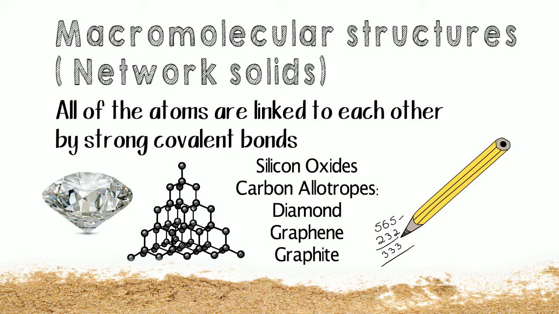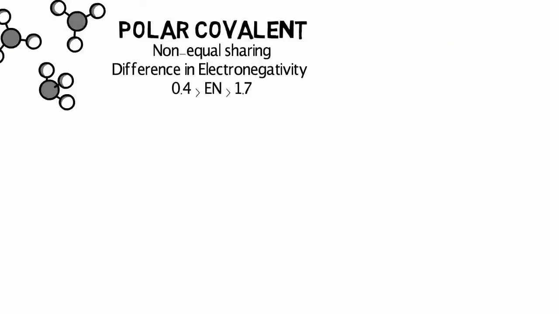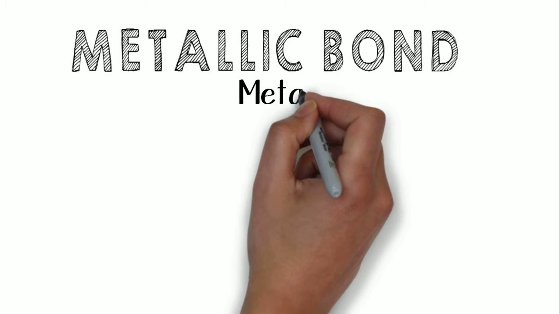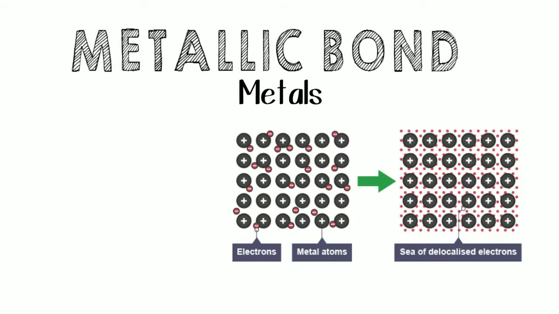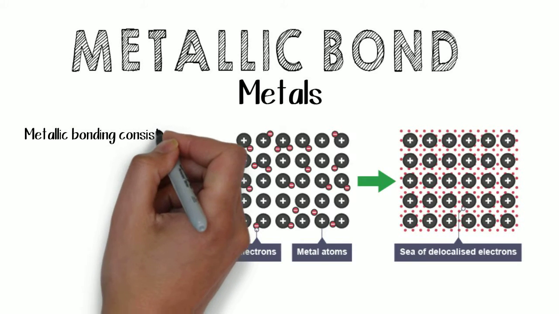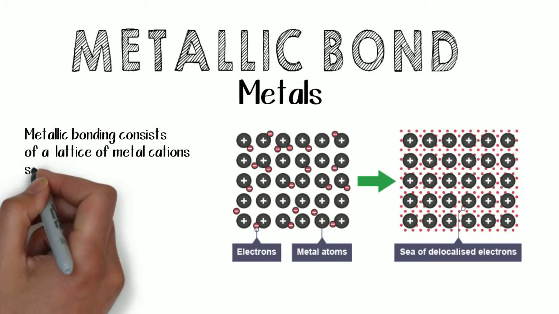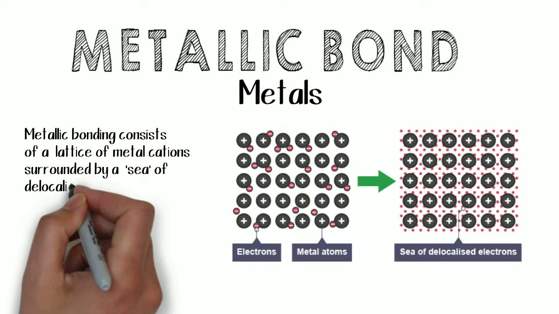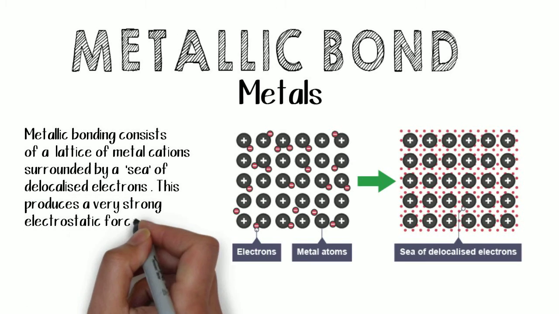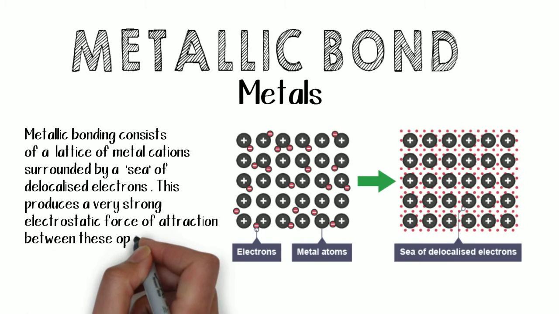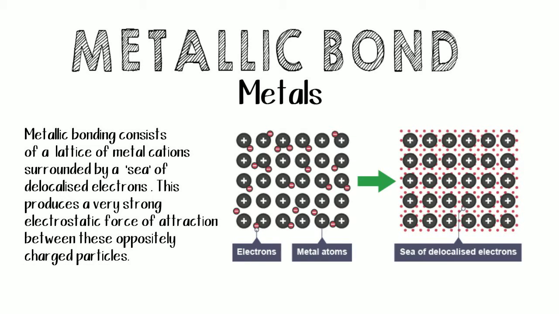Finally, the last type of bonding we're discussing today is the metallic bond. The metallic bond is in metals, and the way the bonding works is that it consists of a lattice of cations or positively charged metal ions surrounded by delocalized electrons. Delocalized means they can move around freely. The attraction between the electrons and the cations is what forms the metallic bond.